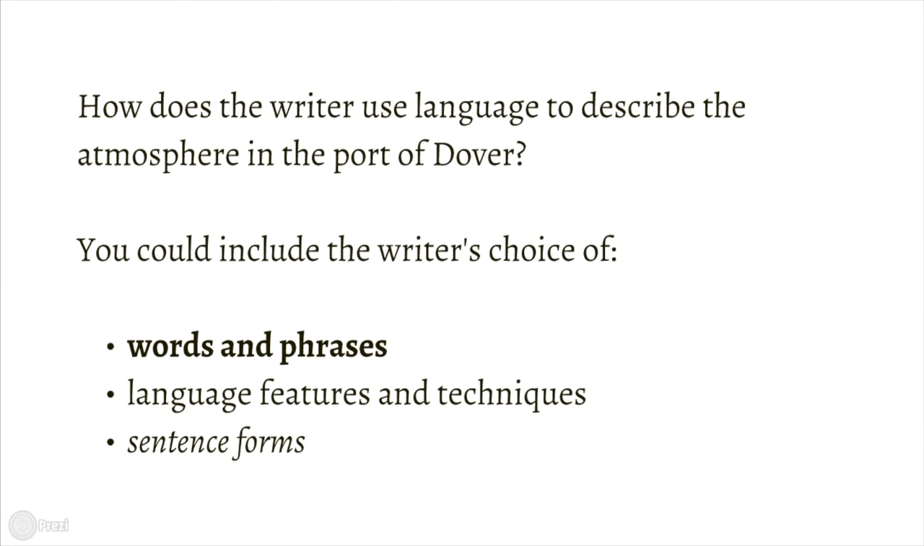So, this question, how does the writer use language to describe the atmosphere in the Port of Dover, is a great example question to go through. Now, this is the format of the question that you will be given. Normally you'd be given line numbers, but as this is an example task, I haven't done so for this particular task. So you are given 3 bullet points as well. You are asked to consider words and phrases, language features and techniques, and sentence forms.